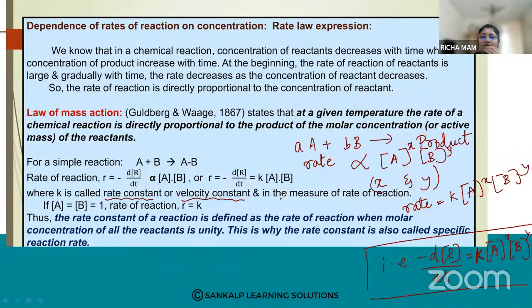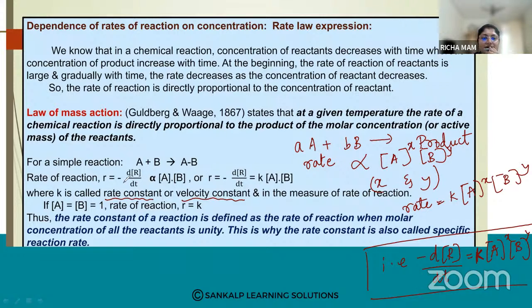What is the rate law? The rate law is the expression in which the rate of the reaction is given in terms of molar concentration of reactants, such that each concentration term is raised to a power which may or may not be equal to its stoichiometric coefficient in the balanced equation. It is defined as the rate of reaction when the molar concentrations of reactants are each equal to one.